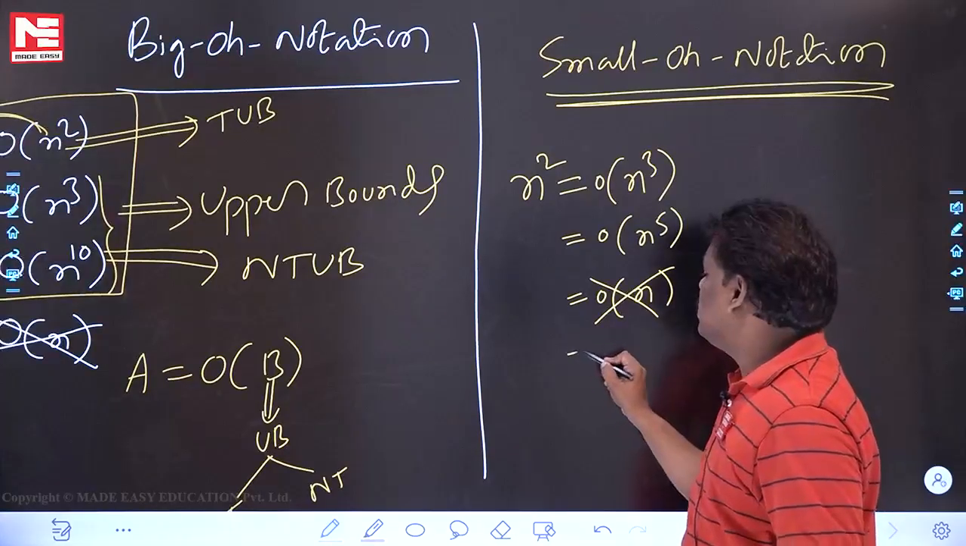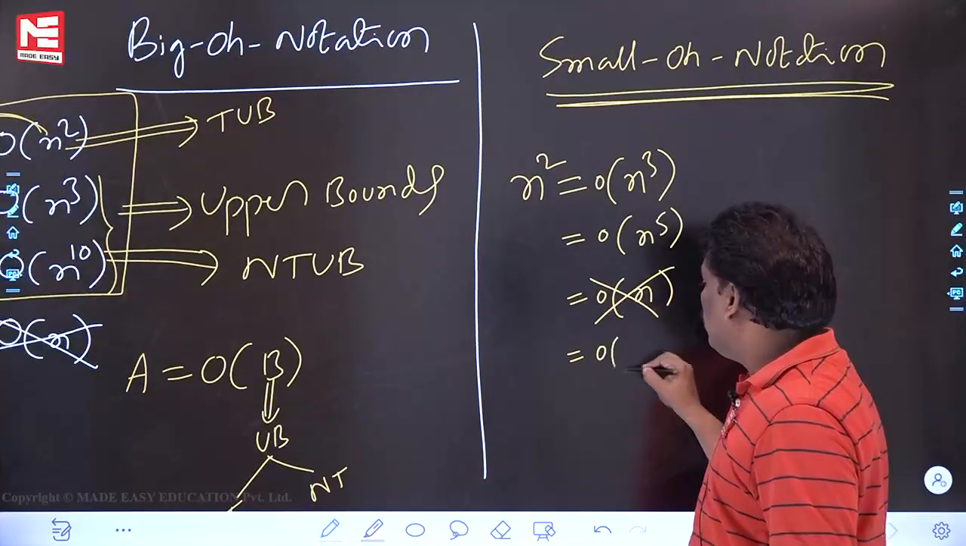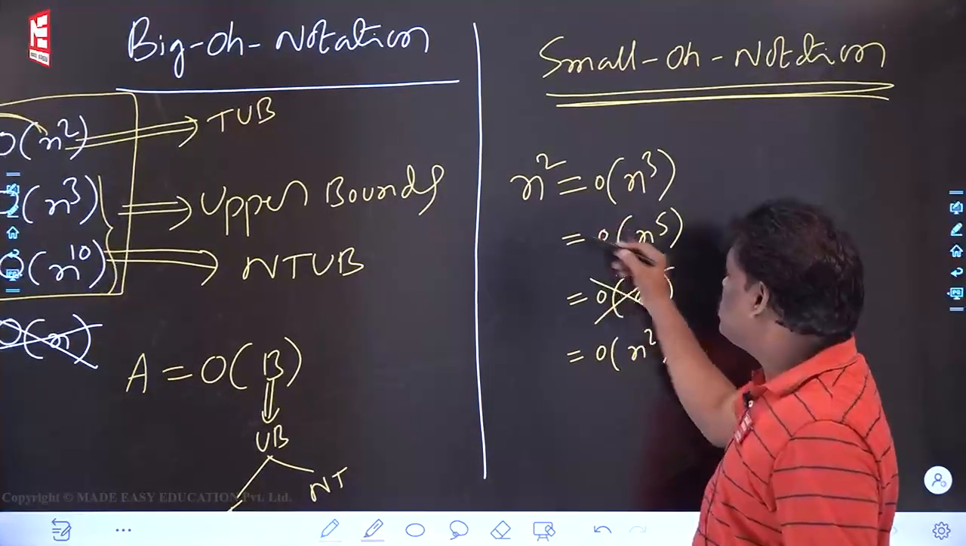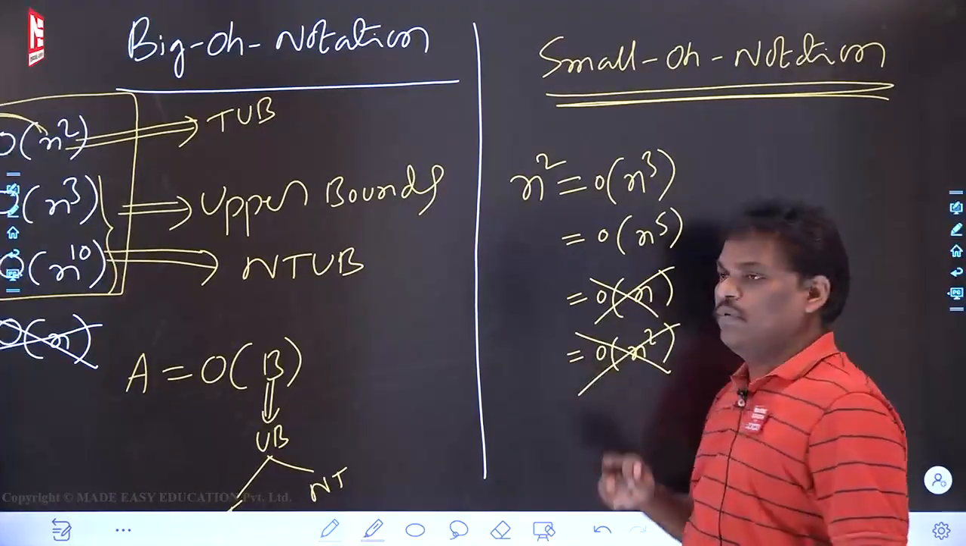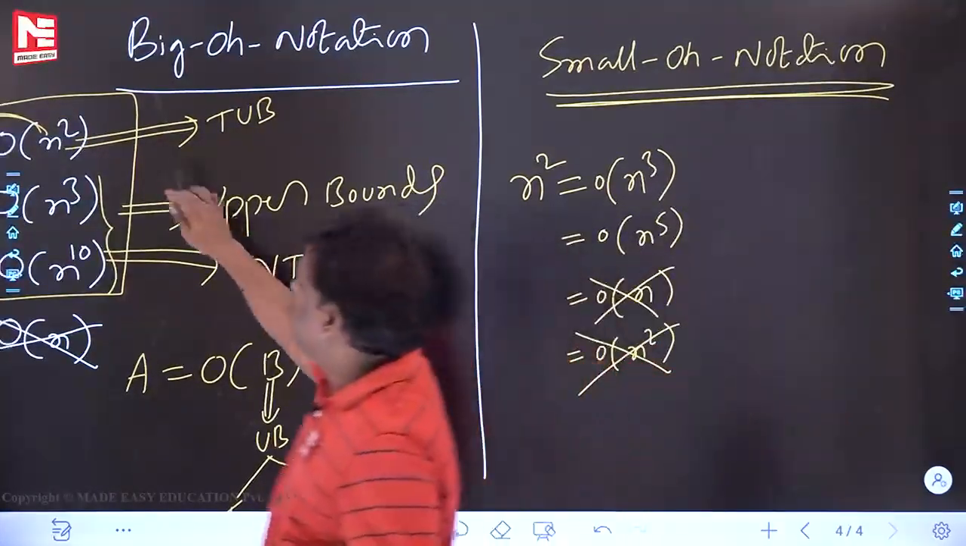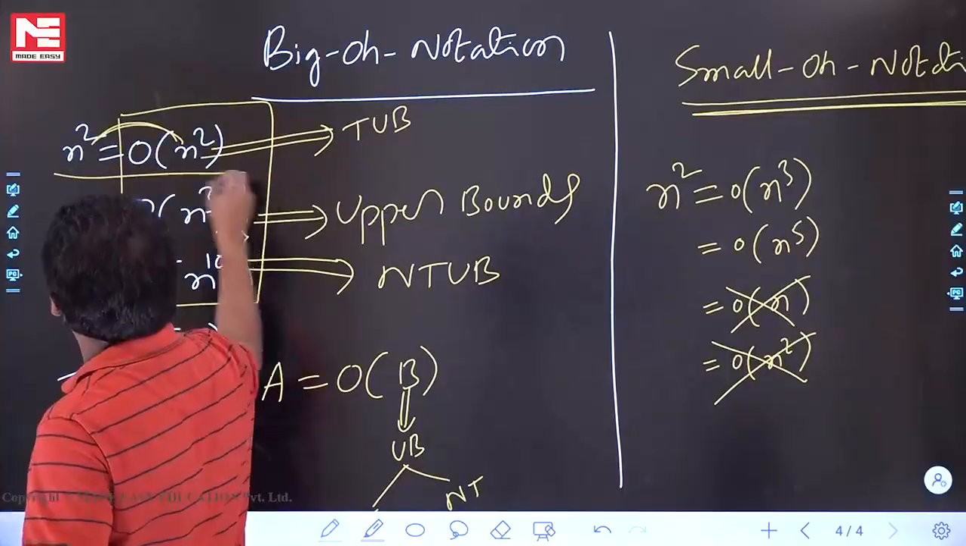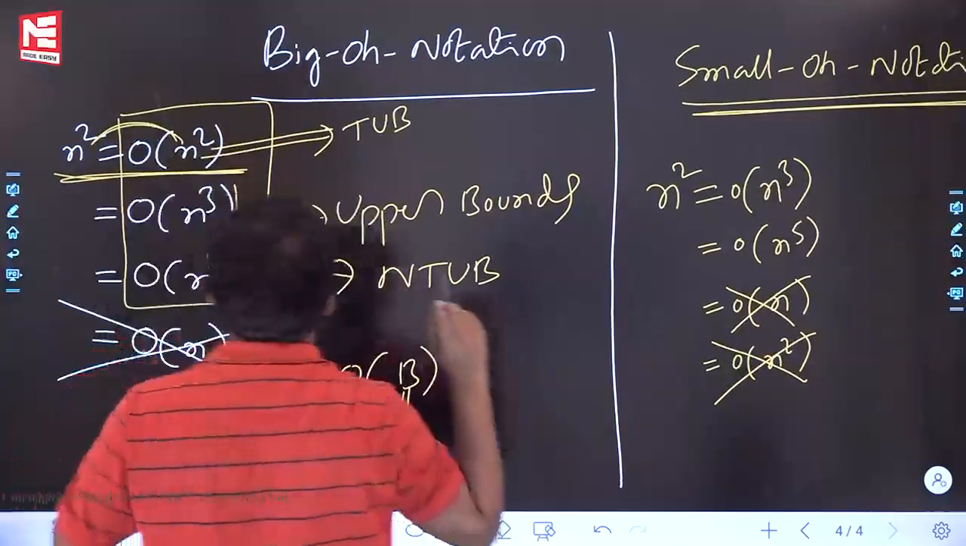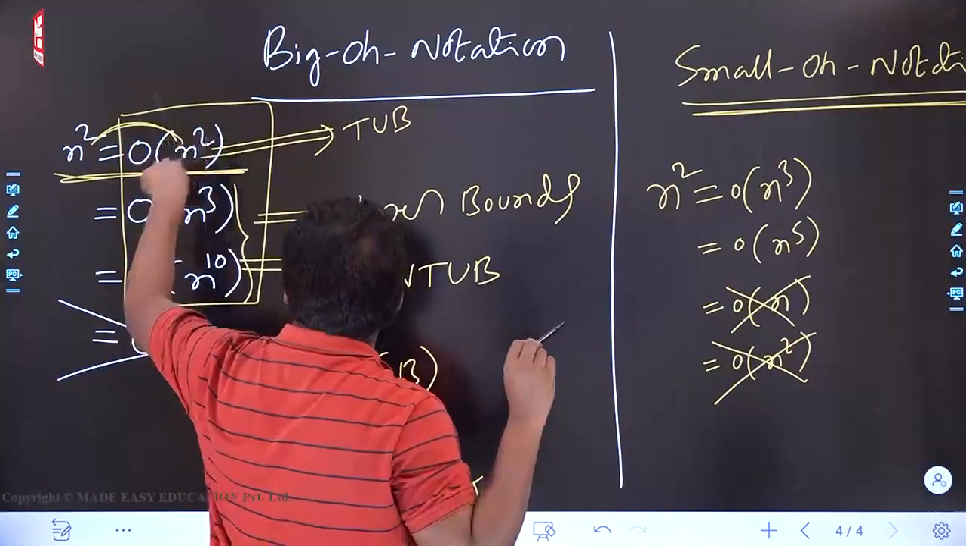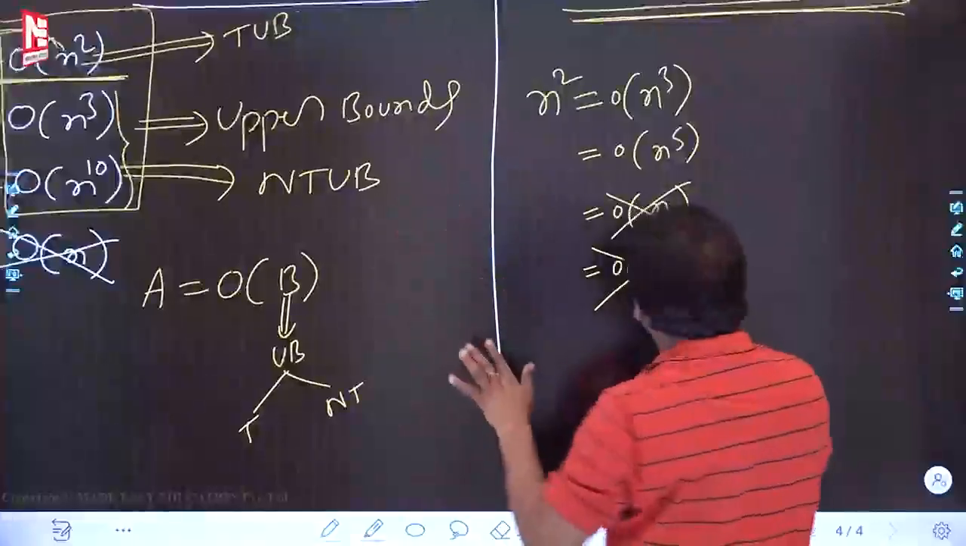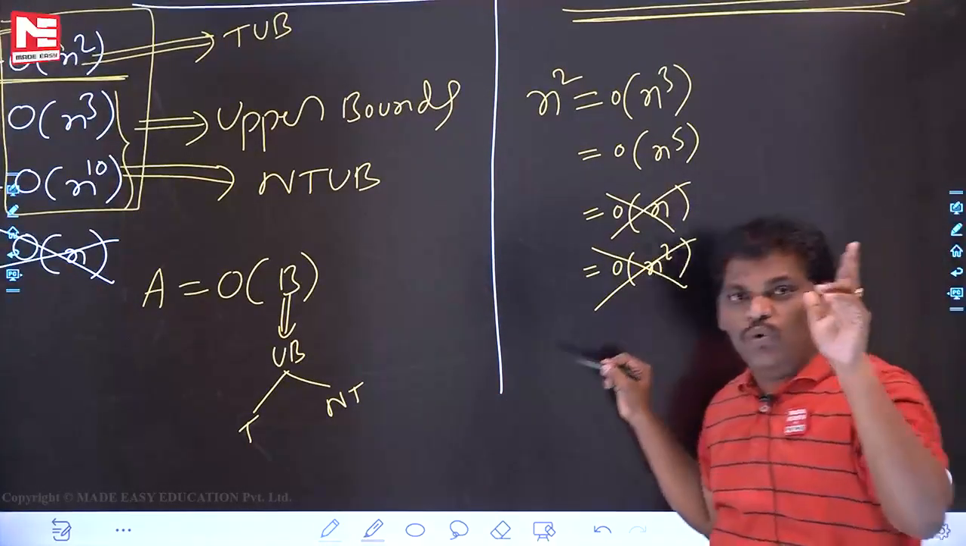But see the interesting thing. n square is small o of n square fails. But n square is big O of n square passes. So n square is big O of n square, pass, but n square is small o of n square, fail. This is the only difference.